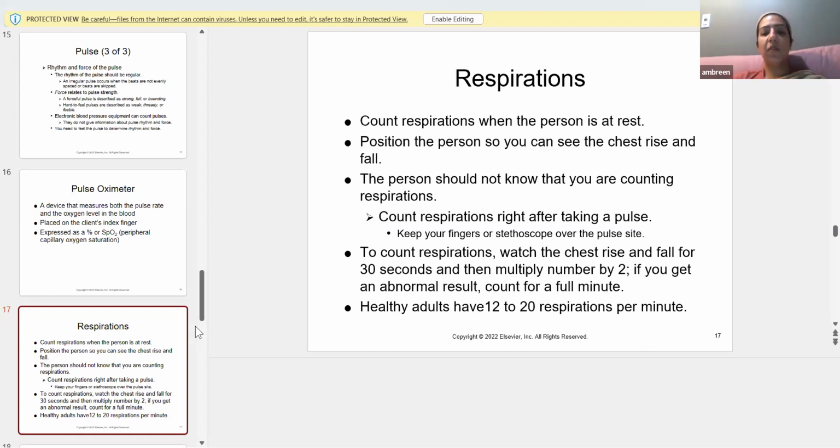Healthy adults may have 12 to 20 respirations per minute. It again depends. In a normal human being without any disease, without any problem, we will say 16. 12 to 20 is again low baseline and high baseline. The highest baseline we can go is up to 20. The lowest baseline we can go is 12.